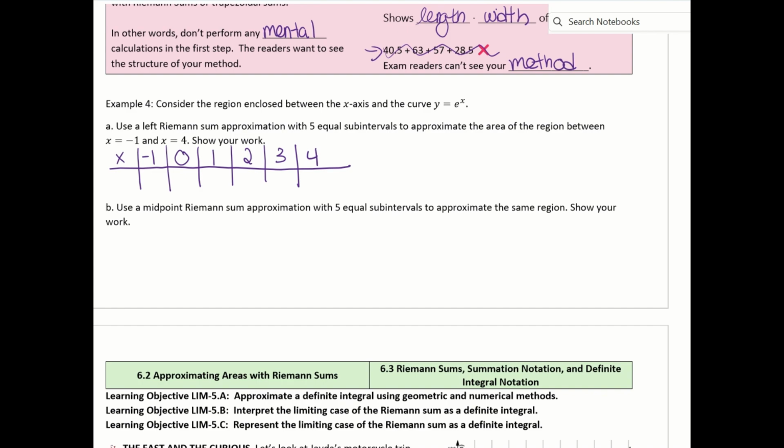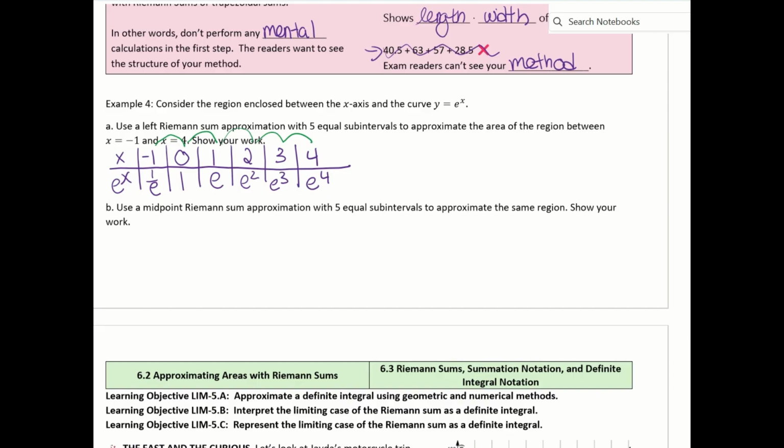And then our outputs are going to be e to the x. So that's going to be e to the -1, or 1 over e, 1, e, e squared, e cubed, e to the 4th. So we are going to do 5 equal subintervals. So we've got those intervals. They're each going to be 1 unit wide. So we're making 5 rectangles that all have a width of 1.